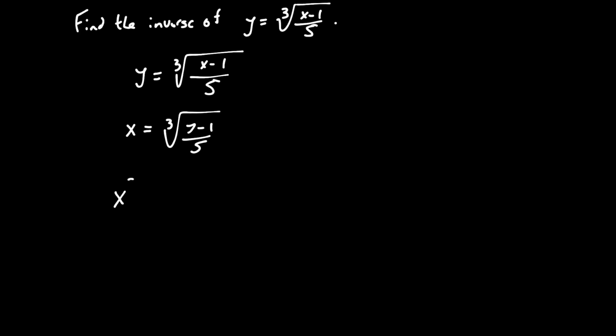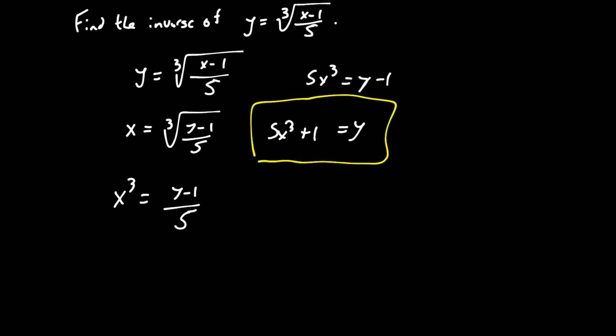Cube both sides, we get x cubed is equal to (y minus 1) divided by 5. Multiply both sides by 5. We get 5x cubed is equal to y minus 1. And finally, add 1 to both sides and we get y is equal to 5x cubed plus 1. And so this is the inverse of y is equal to the cube root of (x minus 1) divided by 5. And what we just showed was that the function from the last problem and this function are both inverses of each other.